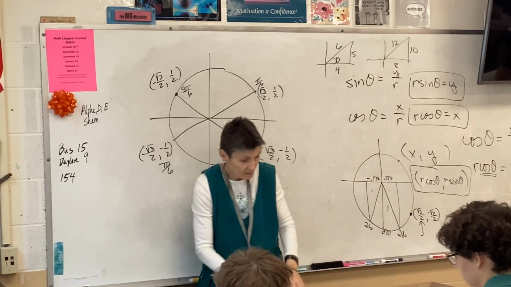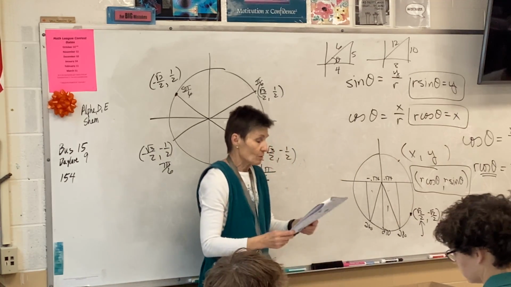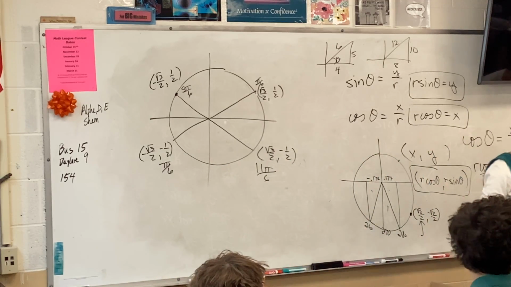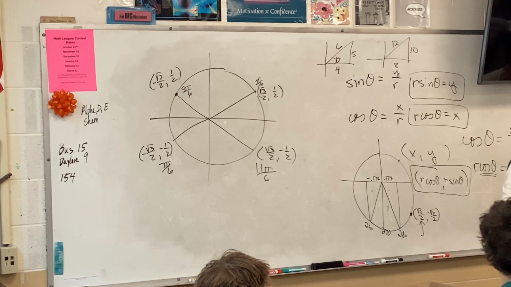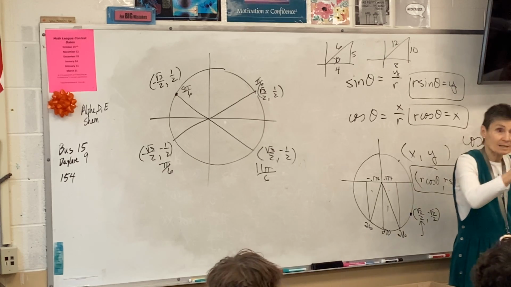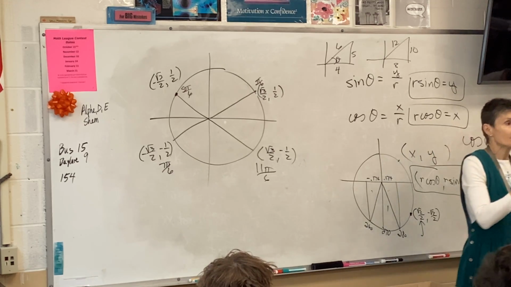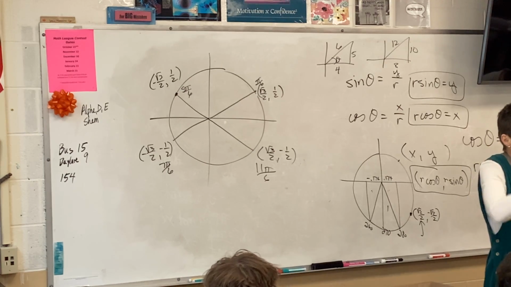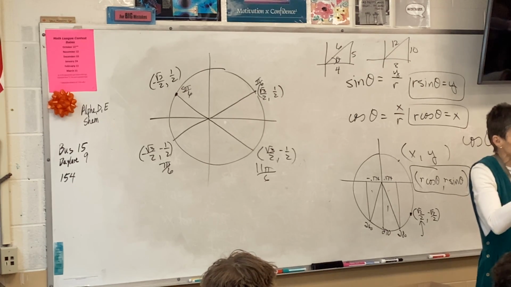All right, let's run through these and then it's going to be time to go. So sine 2 pi over 3. Who has an answer you think is right for the sine of 2 pi over 3? Okay, who has an answer even if you don't think it's right? Bennett? Root 3 over 2. Root 3 over 2. And that would be positive, Bennett, because 2 pi over 3 is in quadrant 2, and y is positive in quadrant 2, and y is sine.